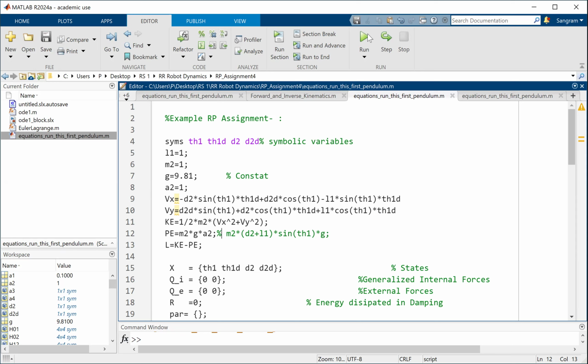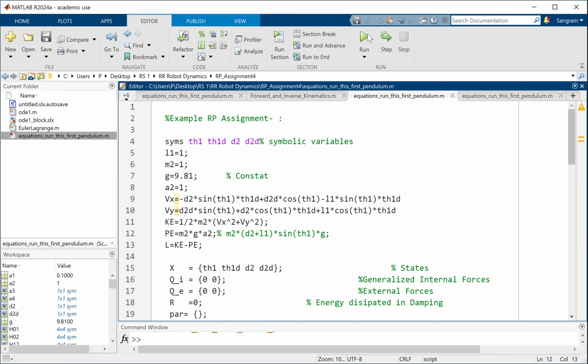On line number 15, these parameters are needed for the Euler-Lagrange code to run. On line number 15, you specify the states theta 1, theta 1d, d2, d2d, same thing as line number 4. Internal forces: there are no internal forces. External forces: there is no load or controller, so external forces are zero. Damping: there is no damping, and there are no external parameters.